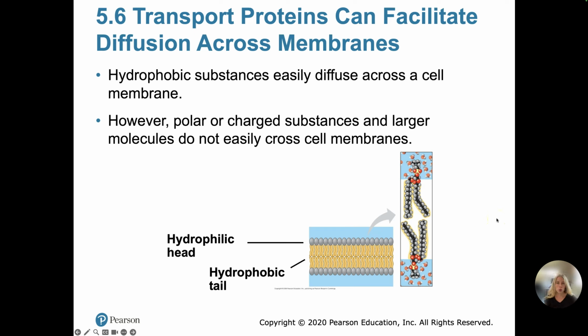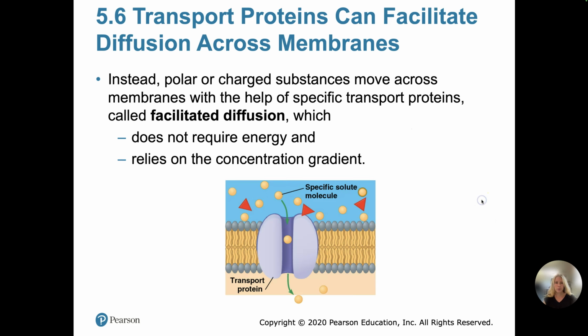Water is a polar molecule, as we've already learned, but it is very small. So water molecules are able to very slowly work their way through the membrane. However, if you need water molecules to go through the membrane quickly, you need a transport protein. So since these polar or charged molecules can't get across the membrane easily, or at all if they're too large, they move across membranes with the help of specific transport proteins, which is called facilitated diffusion.